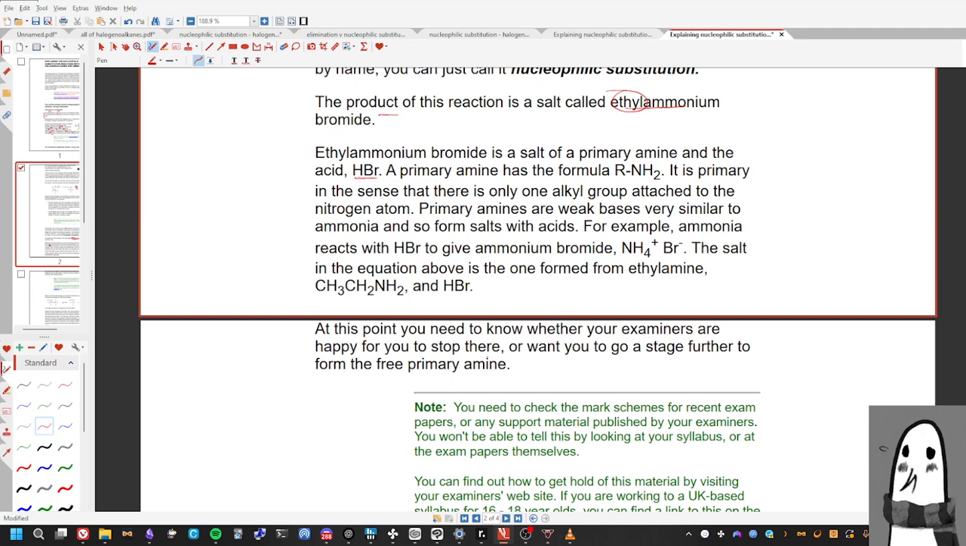A primary amine has the formula RNH2. It is primary in the sense that there's only one alkyl group. Primary amines are weak bases very similar to ammonia, so they form salts with acids. For example, ammonia reacts with HBr to give ammonium bromide, NH4+ Br-. Oh my god, that's how they explain it? Finally. Your excess ammonia will react with HBr to give NH4+ Br-. The salt in the equation above is the one formed from this.